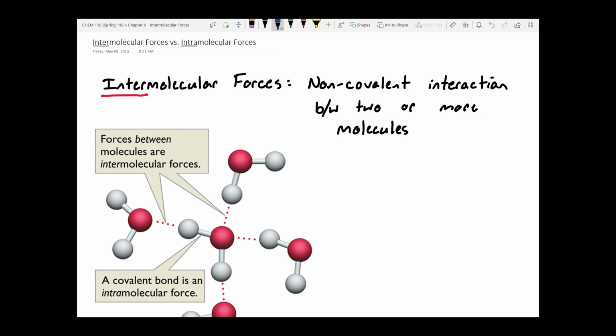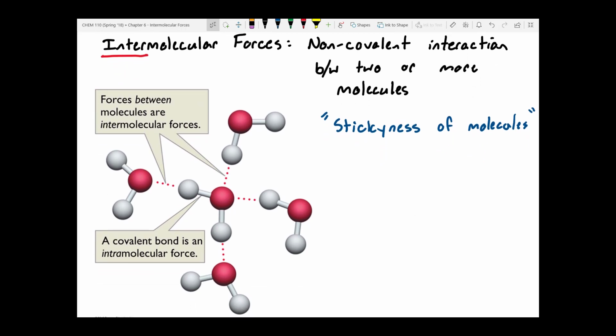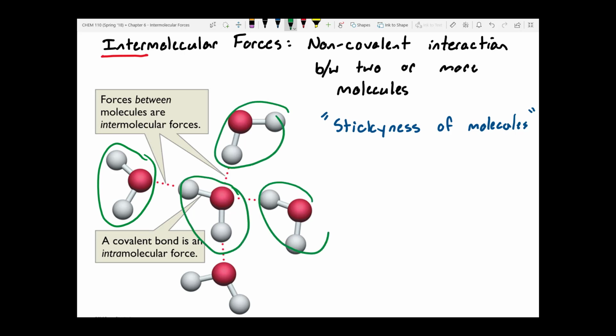The way I like to describe this is it describes the stickiness of molecules. Some molecules tend to be really sticky. They cling on to one another tightly. Other ones really don't care about their neighboring molecules and just kind of ignore them to a fairly large extent. So the example I have here is a bunch of water molecules. And if you see, I've got a water molecule right here, I've got a second one right here, third, fourth, and fifth down here. And then these red dots connecting them are an intermolecular force where they're actually sticking to one another.